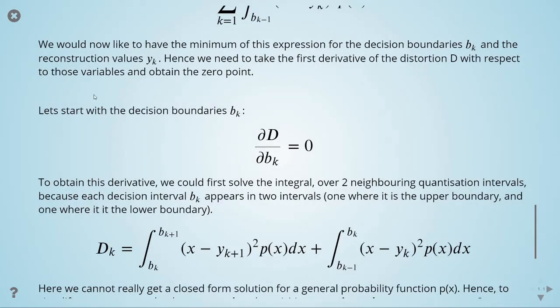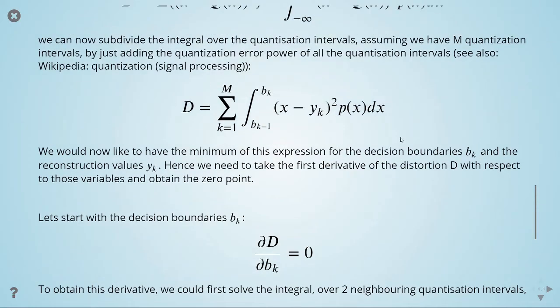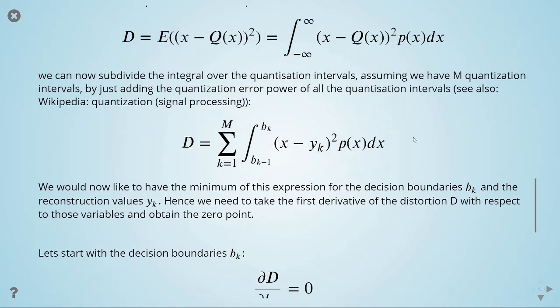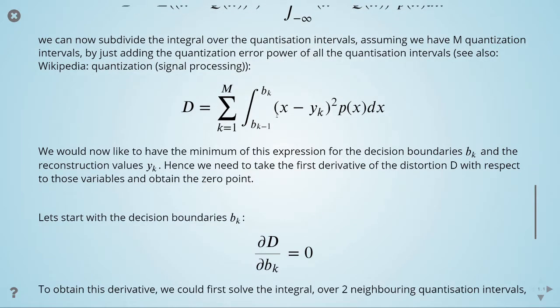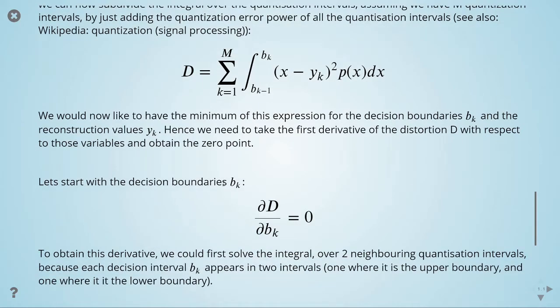Let's start with decision boundary b of k. So we want to find the minimum of this equation here for b of k and y of k. What we do, we take the derivative with respect to those variables. So we start with the decision boundary b of k, so we take the derivative of this equation with respect to b of k and we set it to 0 to obtain its 0 point.